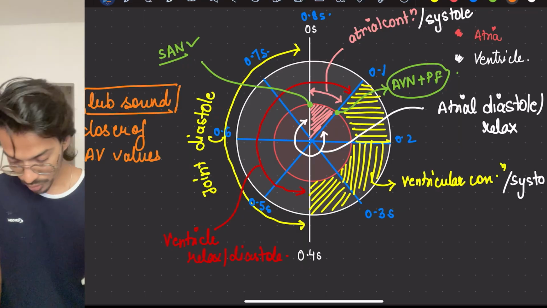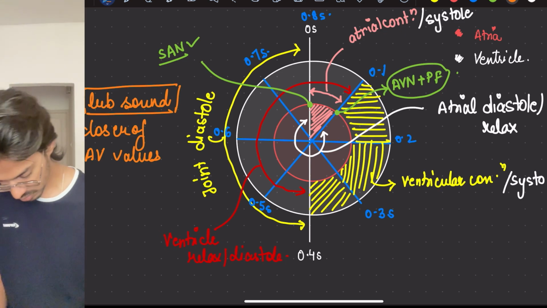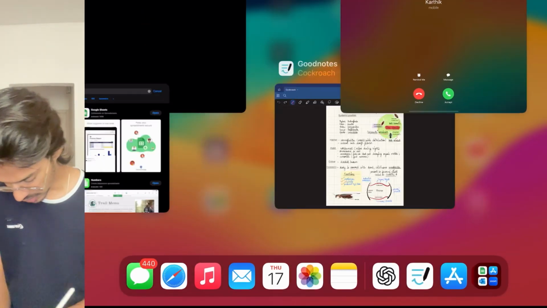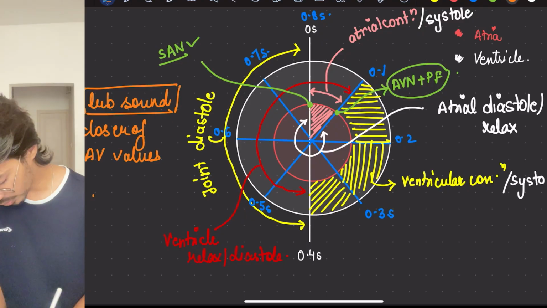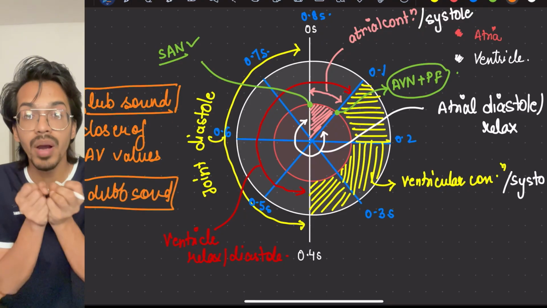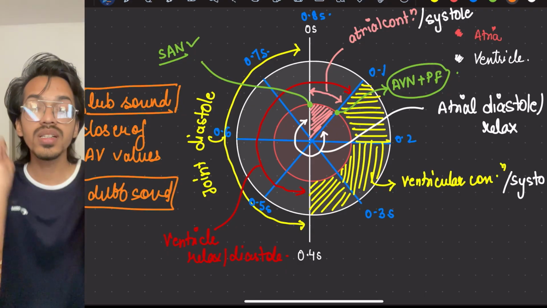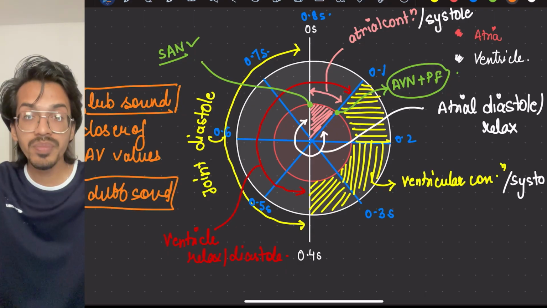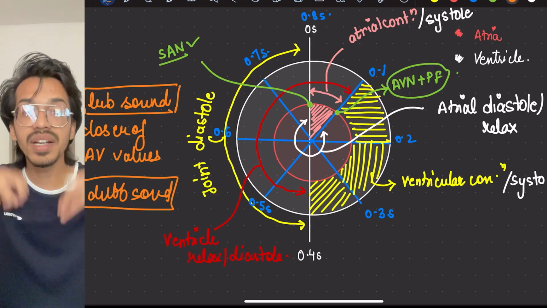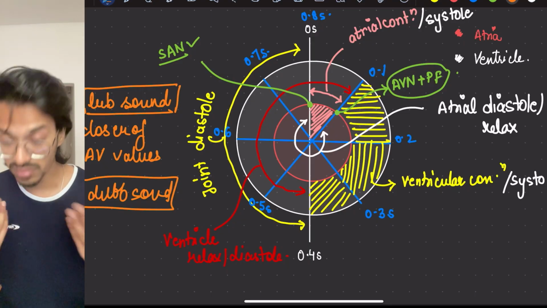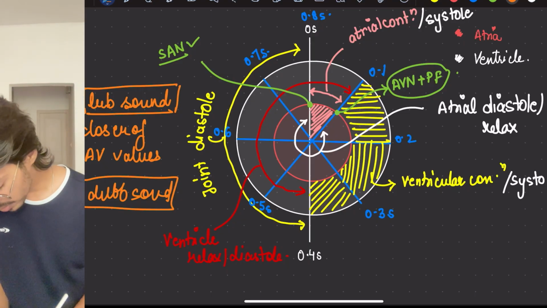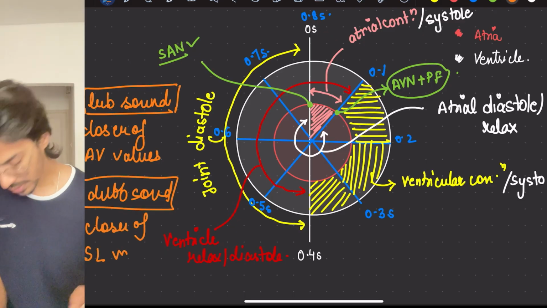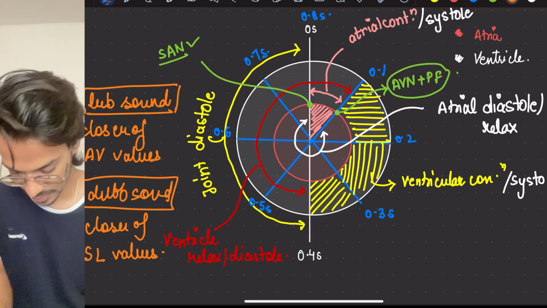Okay, moving on, there will be the dub sound. That will occur when the blood is pumped from the ventricle into your arteries. So that will be the closure of the semilunar valves. That is all about the cardiac cycle.